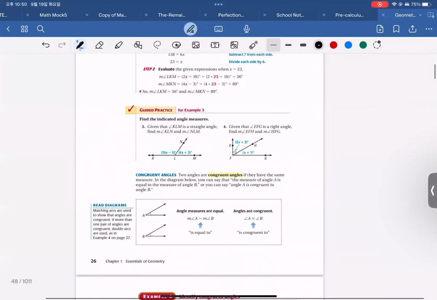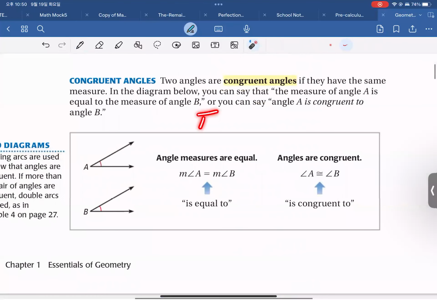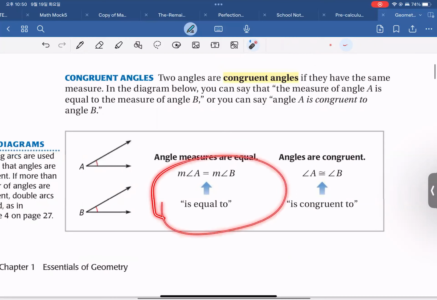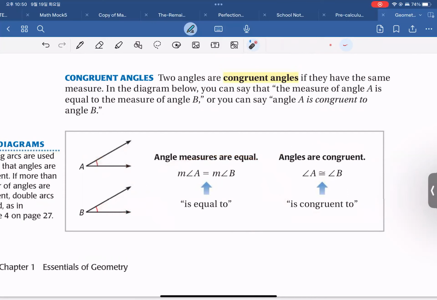But next, let's look at congruent angles. You know what a congruent segment is: it's when AB is congruent to, say, DC. So congruent angles are when two angles have the same measure. It's the same as equal to, but just for angles. As seen here, let's say angle AB and angle BC are both 30 degrees, then they're congruent angles. It's basically just that they have the same measure.